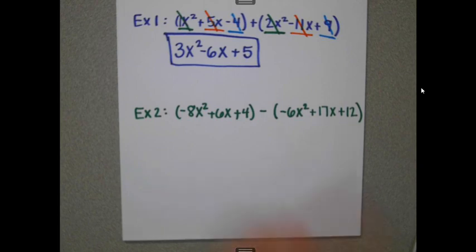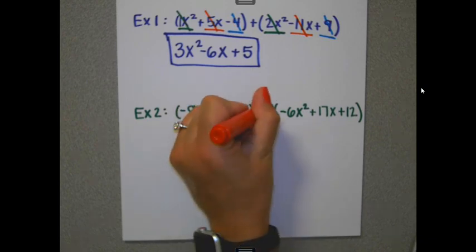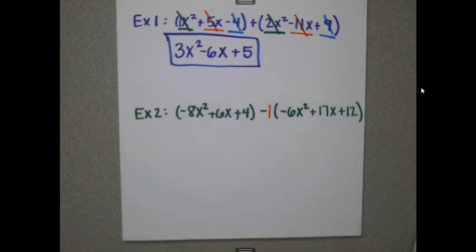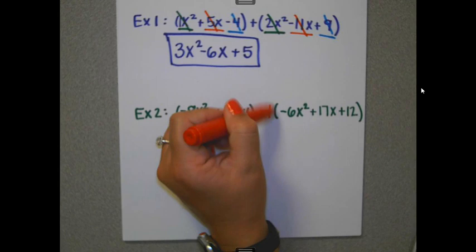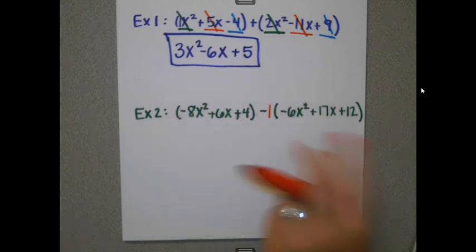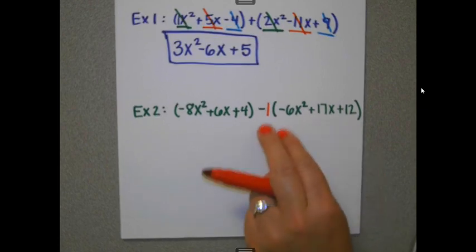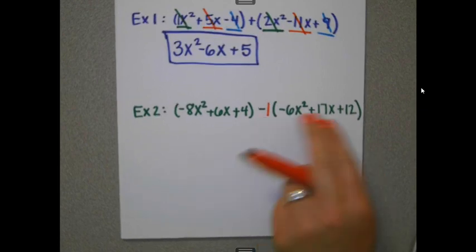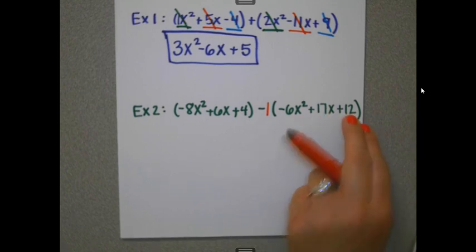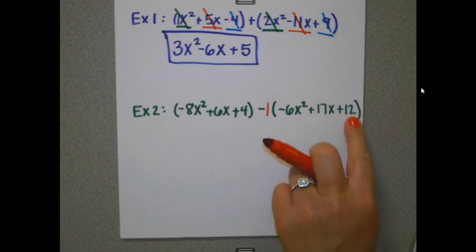Notice it's negative right here in the middle. That's like a negative 1. So when you are subtracting these polynomials, you essentially have to distribute that negative 1 to every term that's in this second polynomial. If we multiply everything by negative 1, all that's going to happen is the sign of every term is going to change.